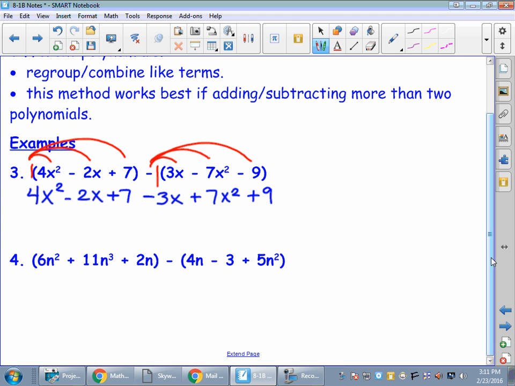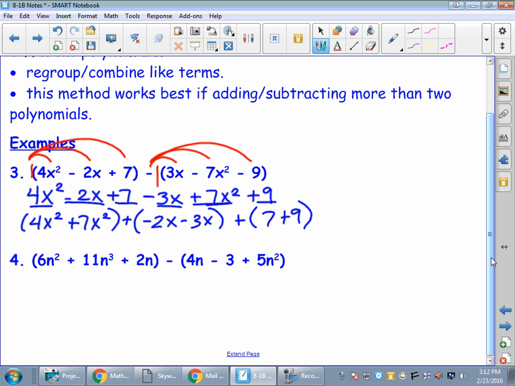Now, if you want to physically regroup and write them down, you can make your new groups. You can take this 4x squared and group it with any other x squareds in the problem. And it looks like there's just this positive 7x squared right here. So I keep the sign and I put them together in parentheses. And then I can find another group of numbers for my x values. I have a negative 2x. I'm just adding to it a negative 3x. And then another group of numbers, I can add to that a positive 7 and a positive 9. So I just physically regrouped them.